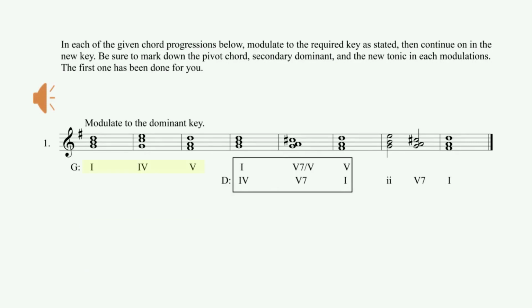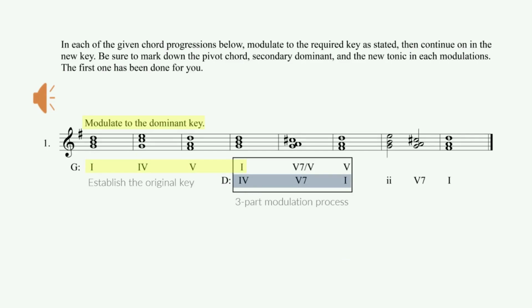The question is asking us to modulate to the dominant key. We started in the key of G major, so the dominant key should be D major. That is the goal of our modulation. We start off by establishing the original key with some chords, ending with a perfect cadence in G major. After that, I can jumpstart with the 3-part modulation process with a pivot chord, a secondary dominant, and a new tonic. As you can see here, the G major chord is the pivot chord.